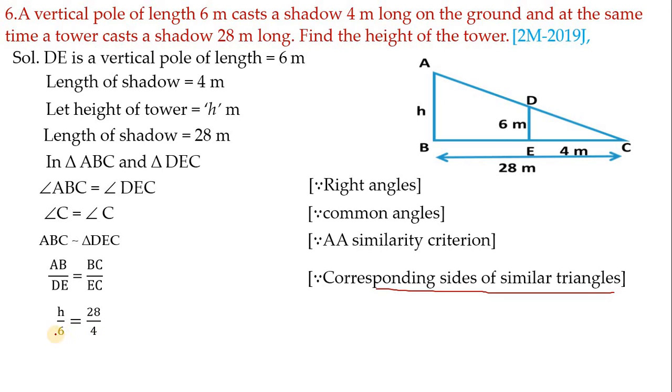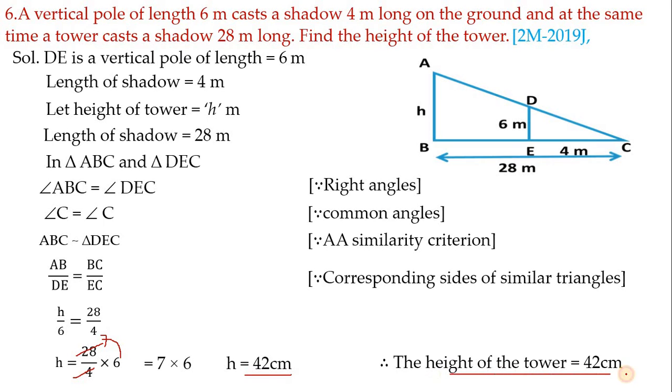Now, this 6 there, you transfer this side, so it becomes multiplication. Now let me simplify this. Here 4 ones are 4 and 4 sevens are 28. Now multiply 7 by 6, 7 sixes are 42. So h is equal to 42 meter. Therefore, the height of the tower is 42 meter.